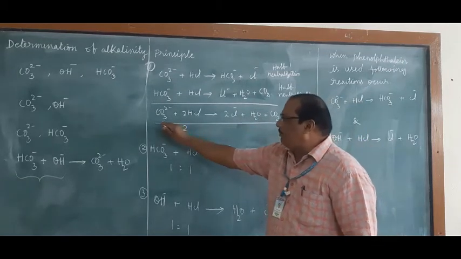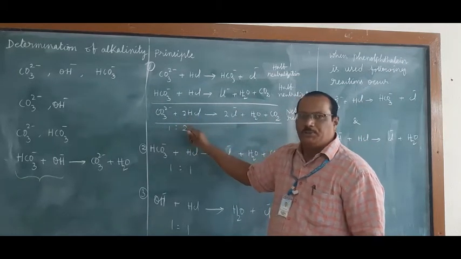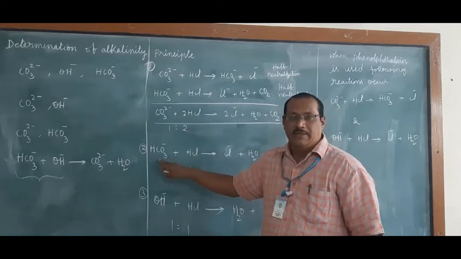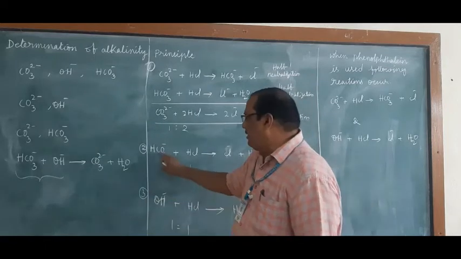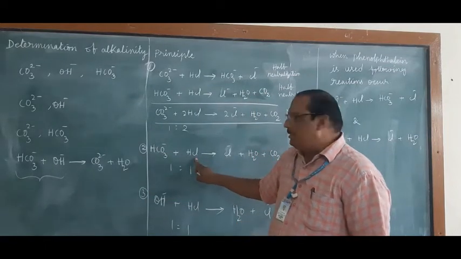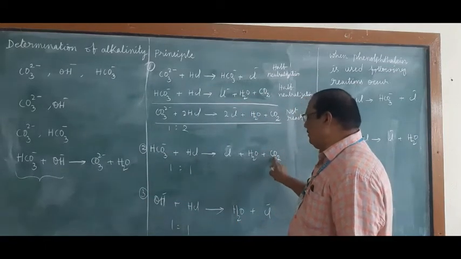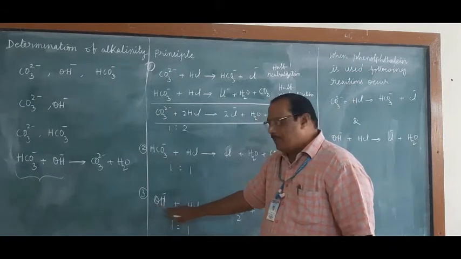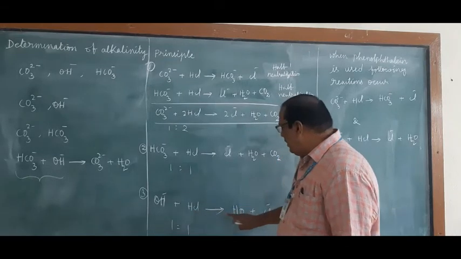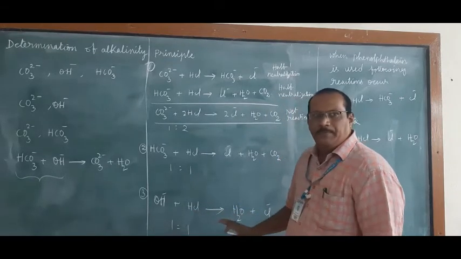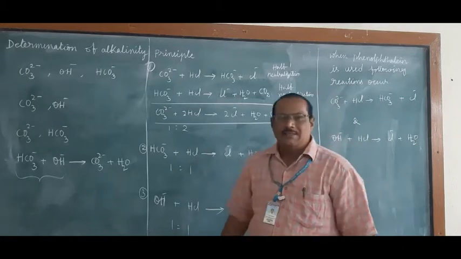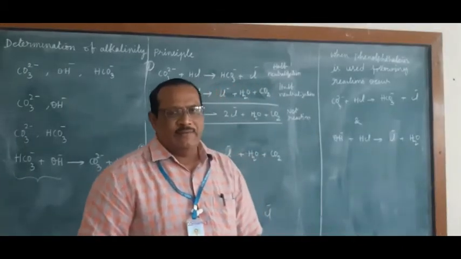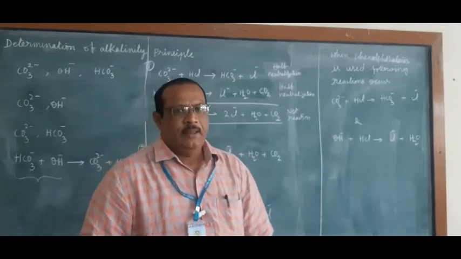The molar ratio of carbonate and hydrochloric acid is 1:2. If the given water sample consists of only bicarbonate, that reacts with hydrochloric acid and forms chloride, water and carbon dioxide. If the given water sample contains hydroxide ion, that reacts with hydrochloric acid and forms water and chloride ion. So these are the reactions which occur in the conical flask while doing the titration.